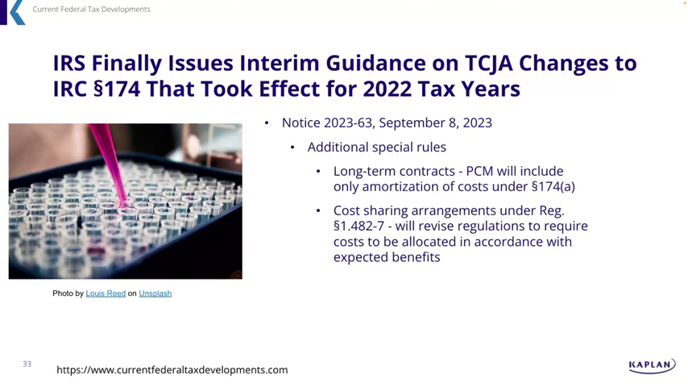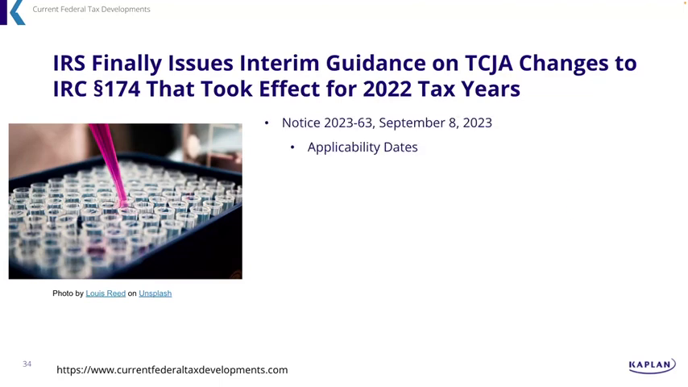And we are going to modify cost-sharing arrangements under 1.482-7. We're generally going to change those cost-sharing, the 482 rules, to require costs in these cases for 174 expenses to be allocated in accordance with the expected benefits. So we don't just send the research costs to the non-profitable company, right, and basically route them in various ways to try to get an advantage by doing various other structures.